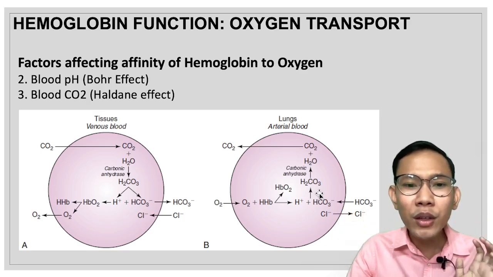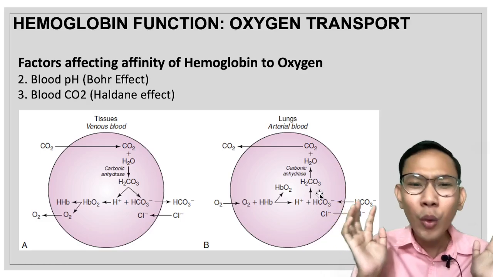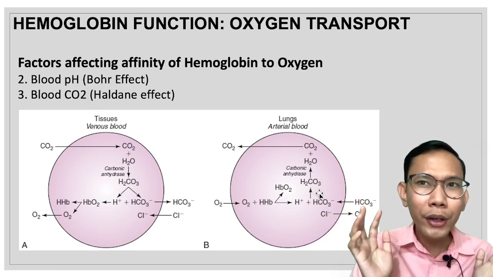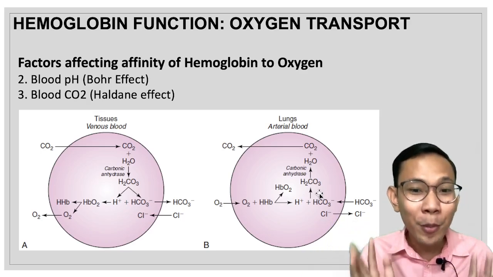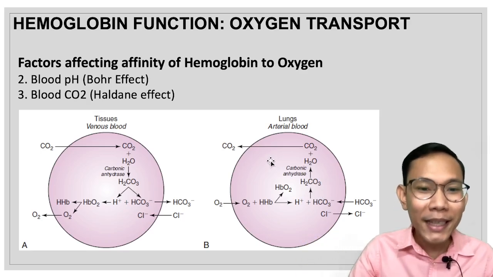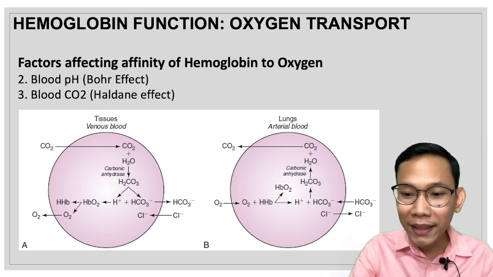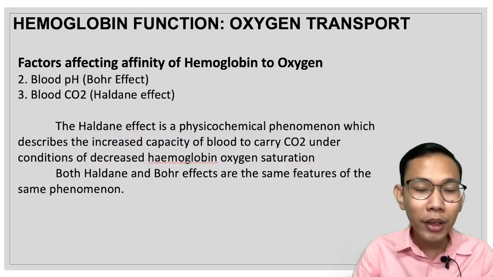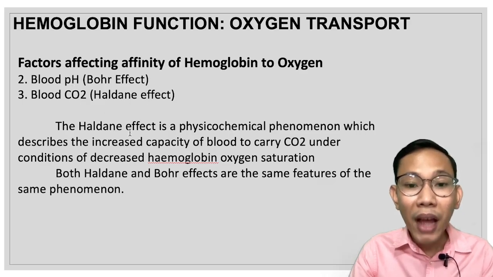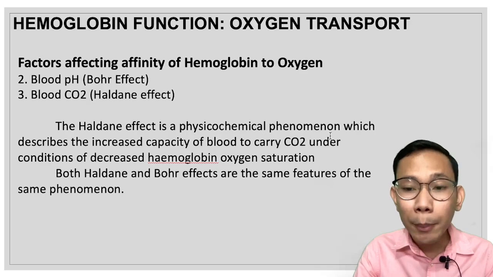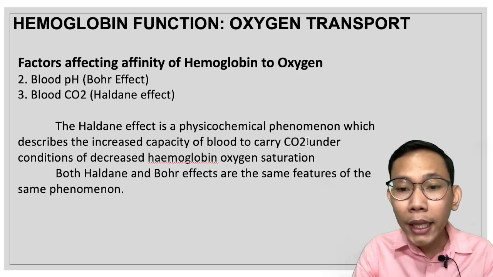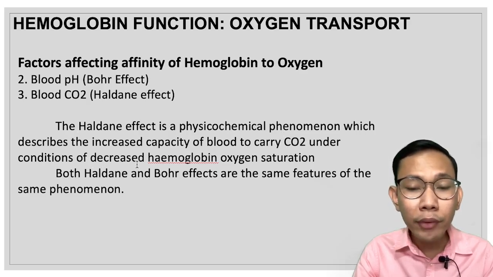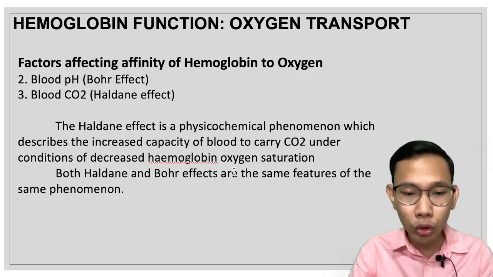So baka mako-confuse kayo kung is it whether shift to the left or shift to the right. So that's the basic definition of your Bohr and Haldane effect. Sige lang, we will still have another example sa ating diagram. Tingnan natin dito. So again, naintindihan natin ng blood pH ng Bohr effect and the blood CO2 of your Haldane effect. Again, the Haldane effect is a physiochemical phenomenon which describes increased capacity of blood to carry carbon dioxide under conditions of a decreased hemoglobin oxygen saturation.